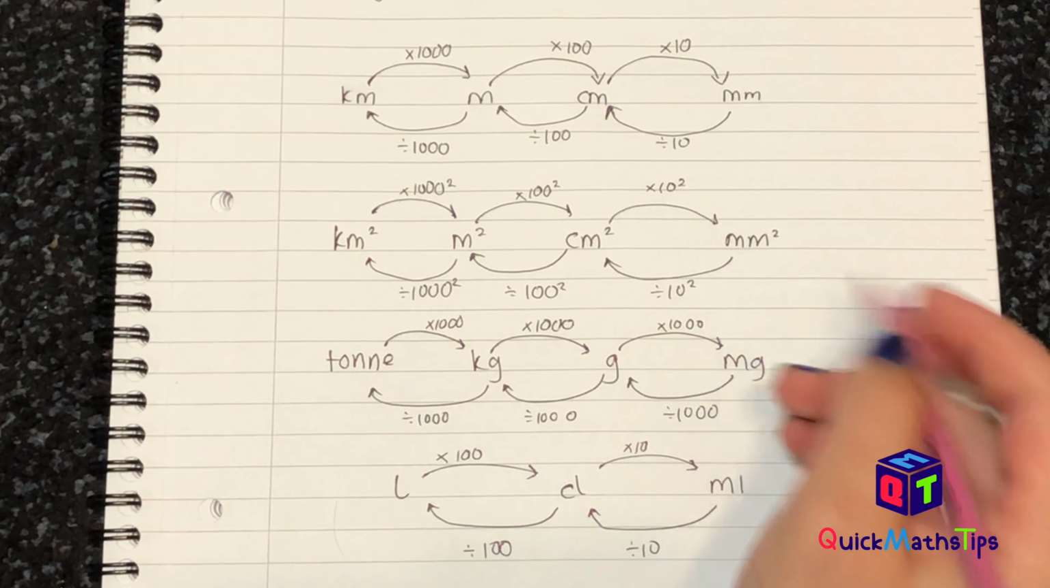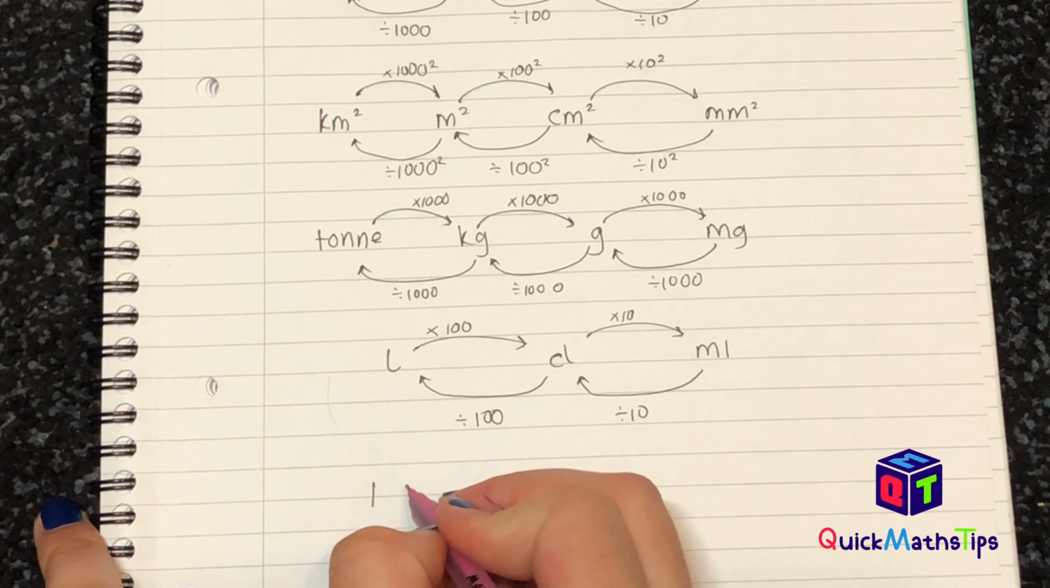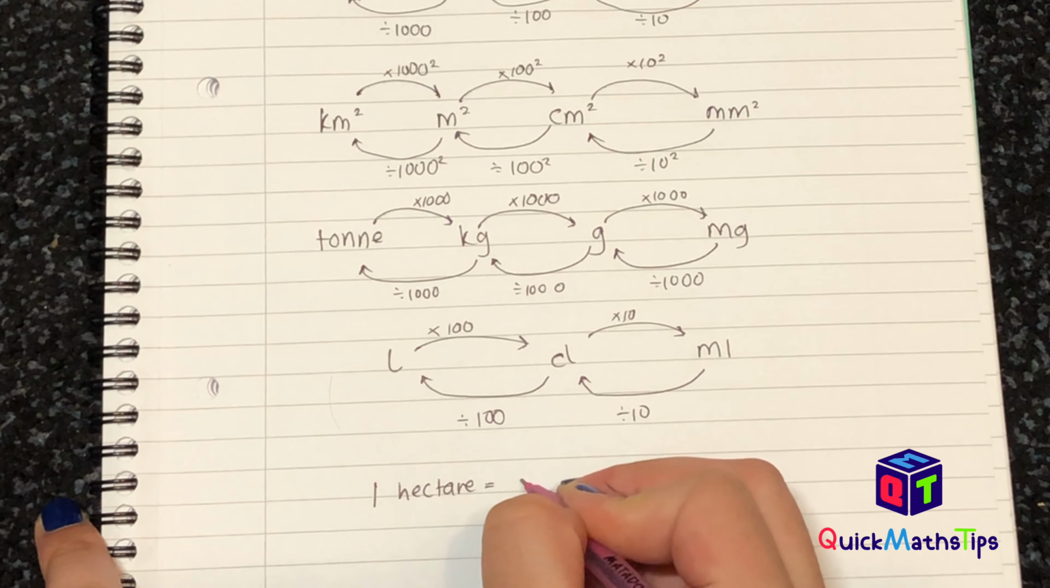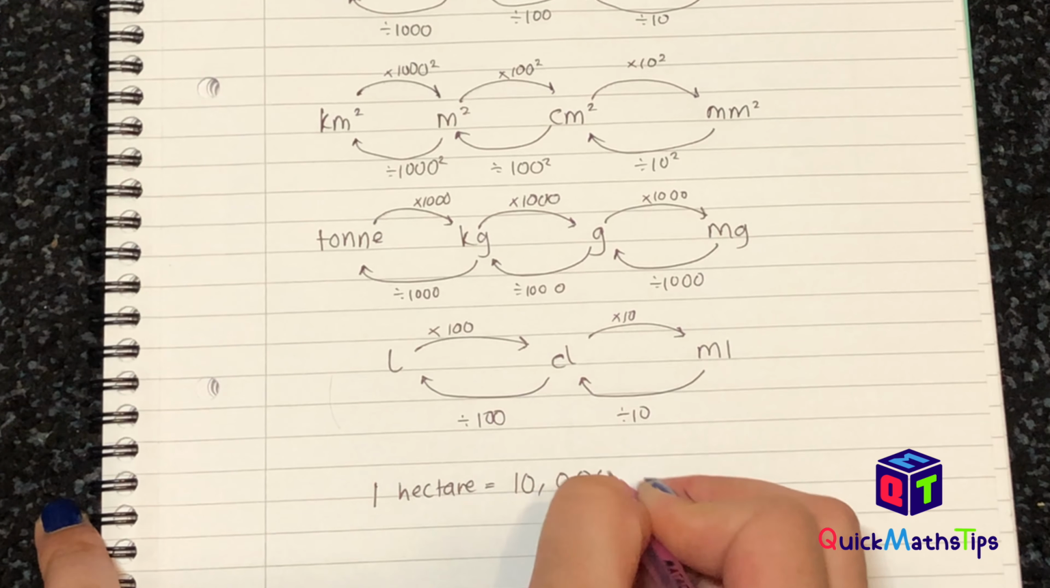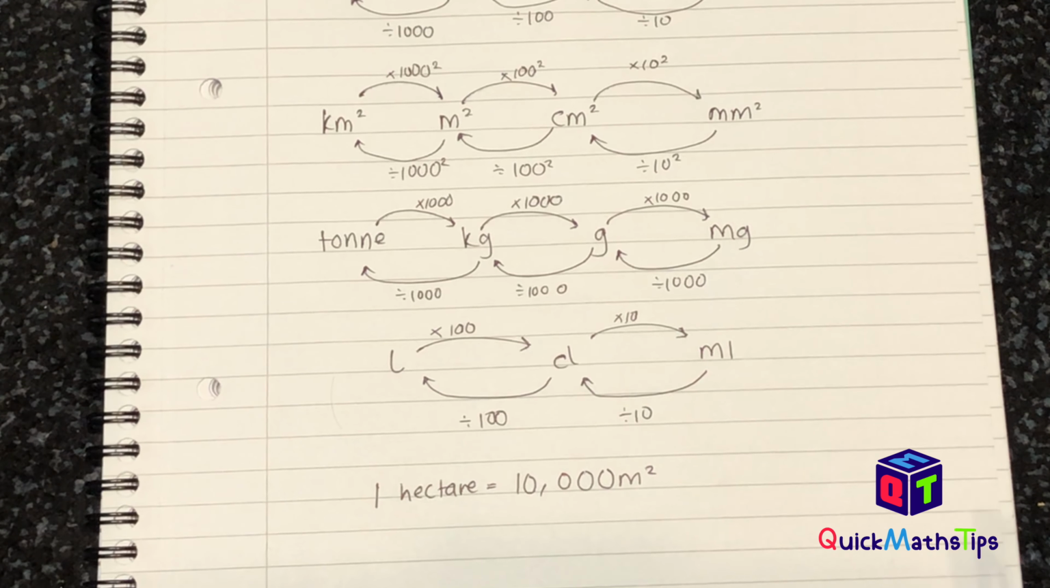Now, 1 hectare, and I'll write it at the bottom of the page here, 1 hectare, that's how you spell it, is equal to 10,000 meters squared. Okay? That's how big 1 hectare is. All right.